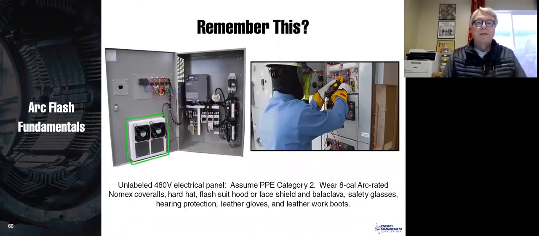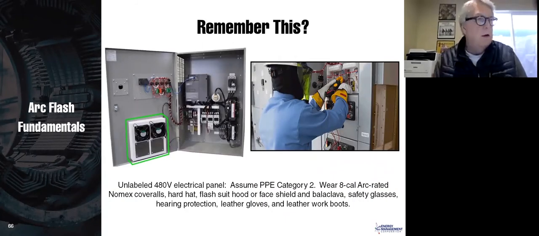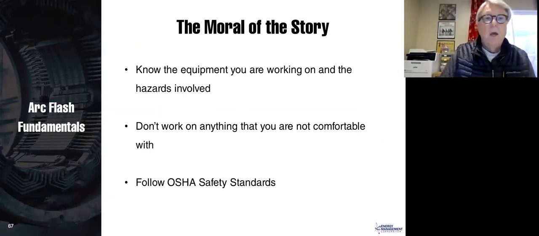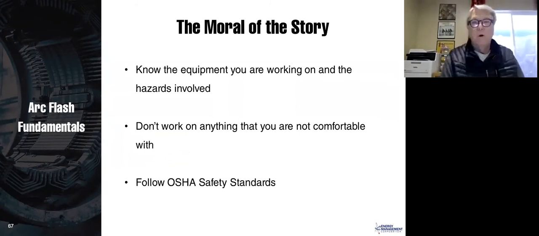And we're back to this. So what do you need to wear here? If you come in here, there should be an arc flash sticker. If there isn't, you should assume that it's a PPE category 2. Make sure that you wear a balaclava, face shield, glasses, hearing protection, and so forth, and gear that's rated for at least 8 calories.